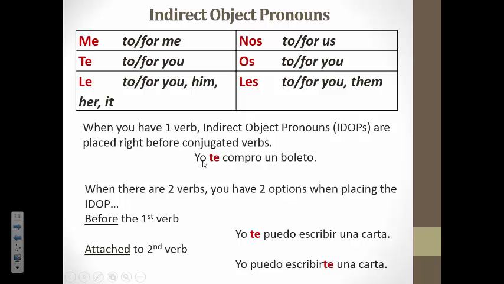So look at my sample sentence. Yo te compro un boleto. I buy you a ticket. I buy a ticket for you. So te here is your indirect object pronoun.